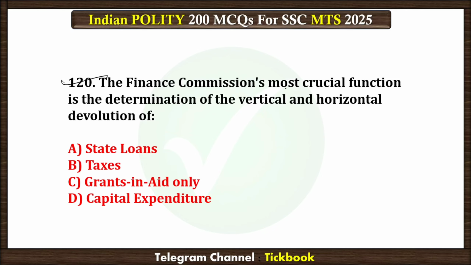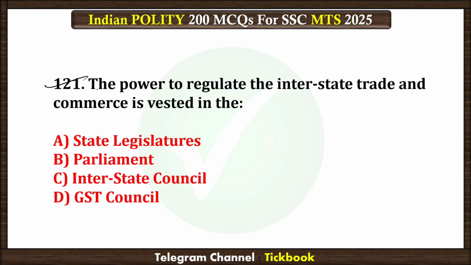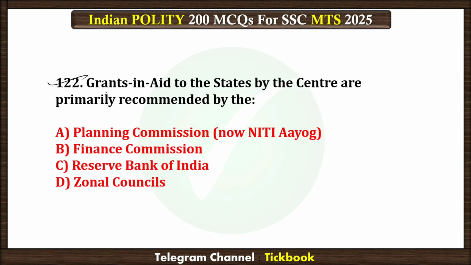120. The Finance Commission's most crucial function is the determination of the vertical and horizontal devolution of. Option number B, taxes. 121. The power to regulate the interstate trade and commerce is vested in the. Option number B, Parliament. 122. Grants in aid to the states by the centre are primarily recommended by the. Option number B, Finance Commission.